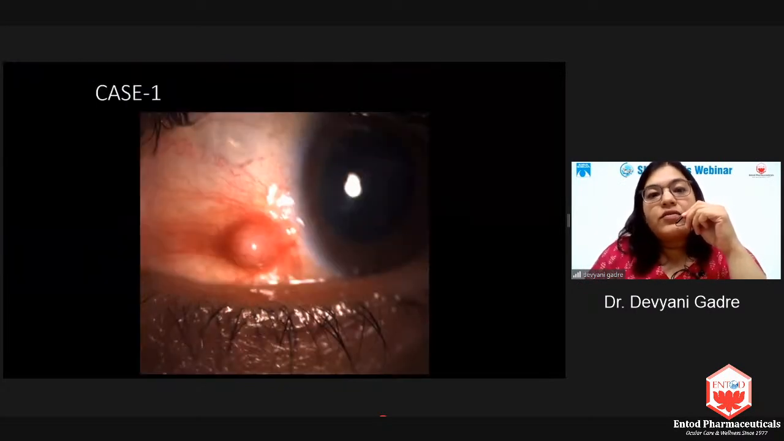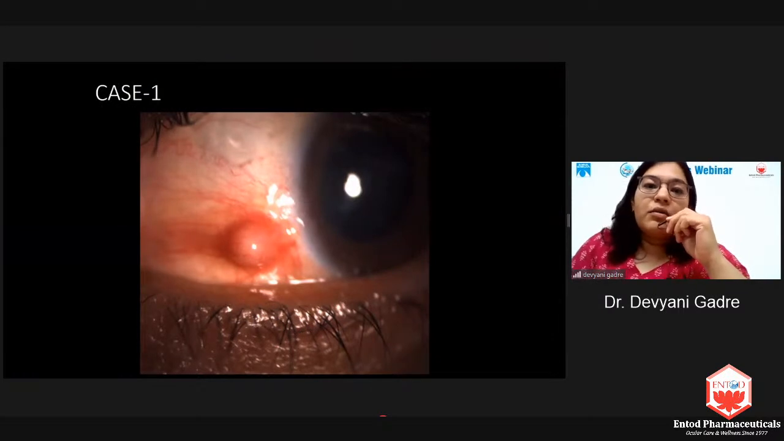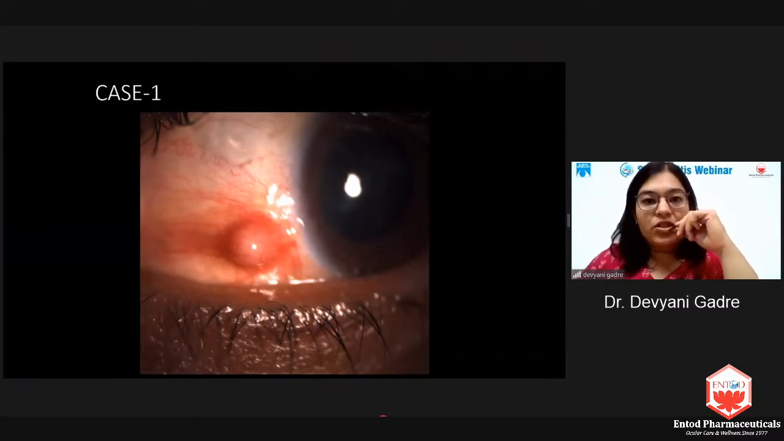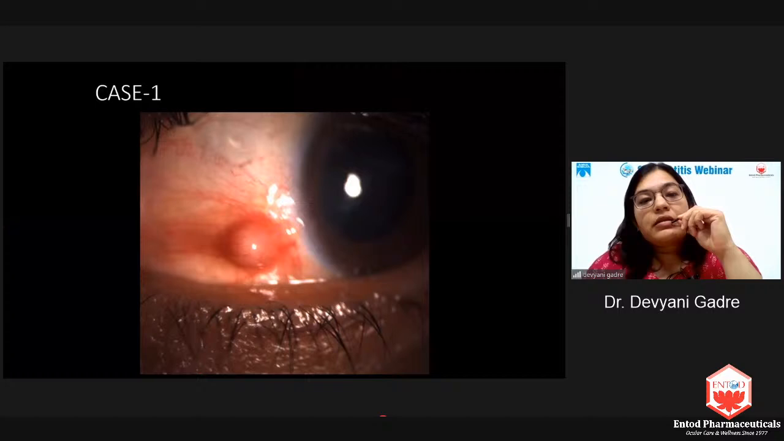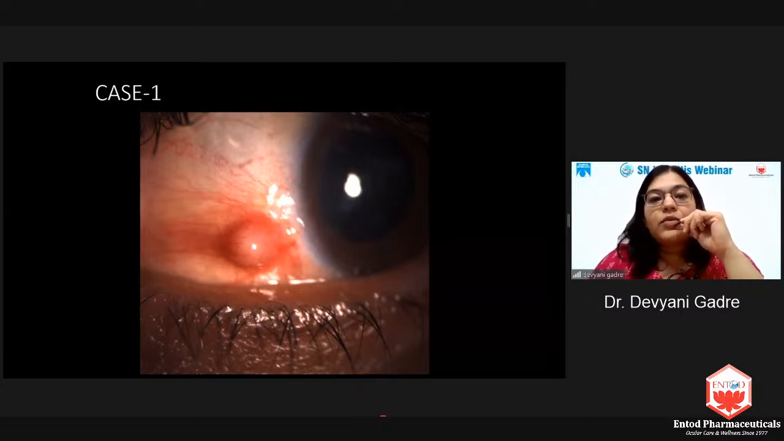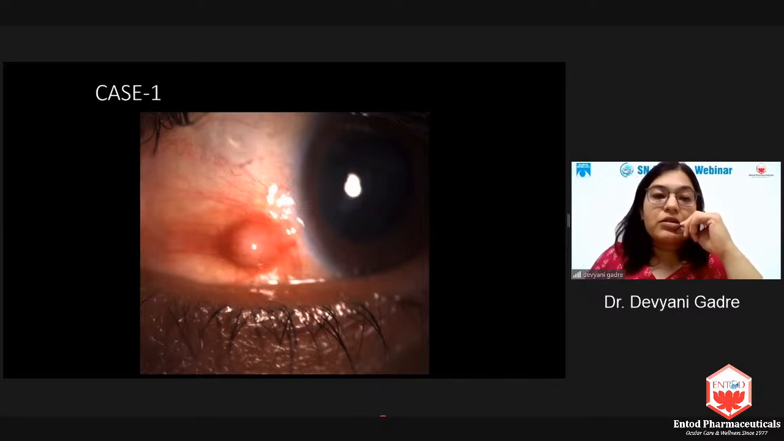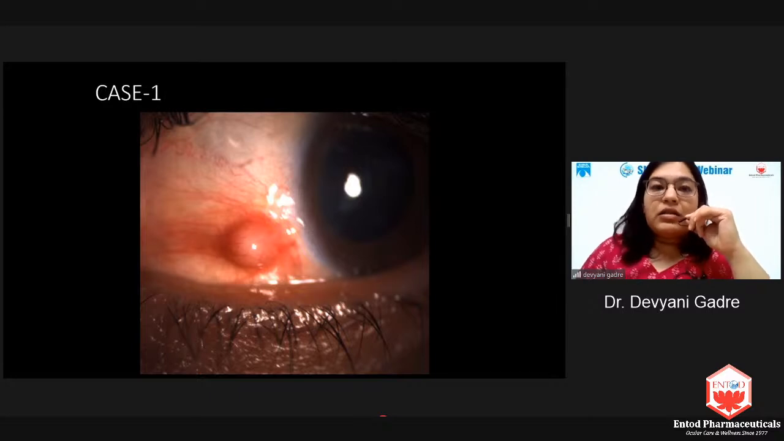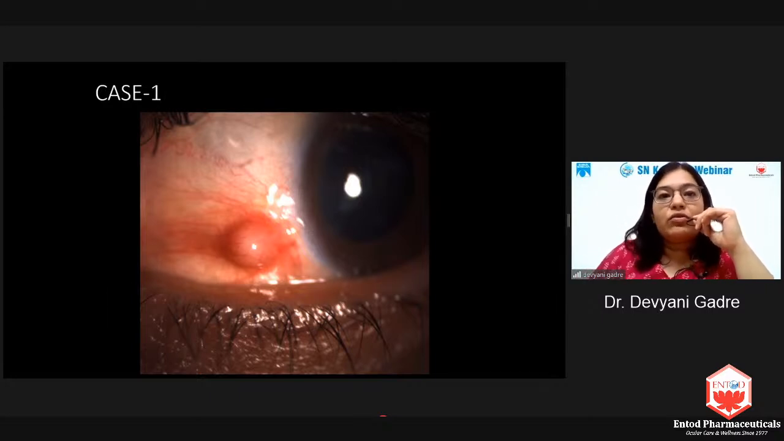So the first case is of a 65-year-old gentleman who presents to me with this picture. He has a painful nodule in his right eye with a pus-filled center of sorts, and he has had this problem for the past 3 months, treated at multiple places with oral and topical steroids with antibiotic combinations. There was no epithelial defect on examination, and because we have had similar cases in the past, we decided to investigate with UBM.